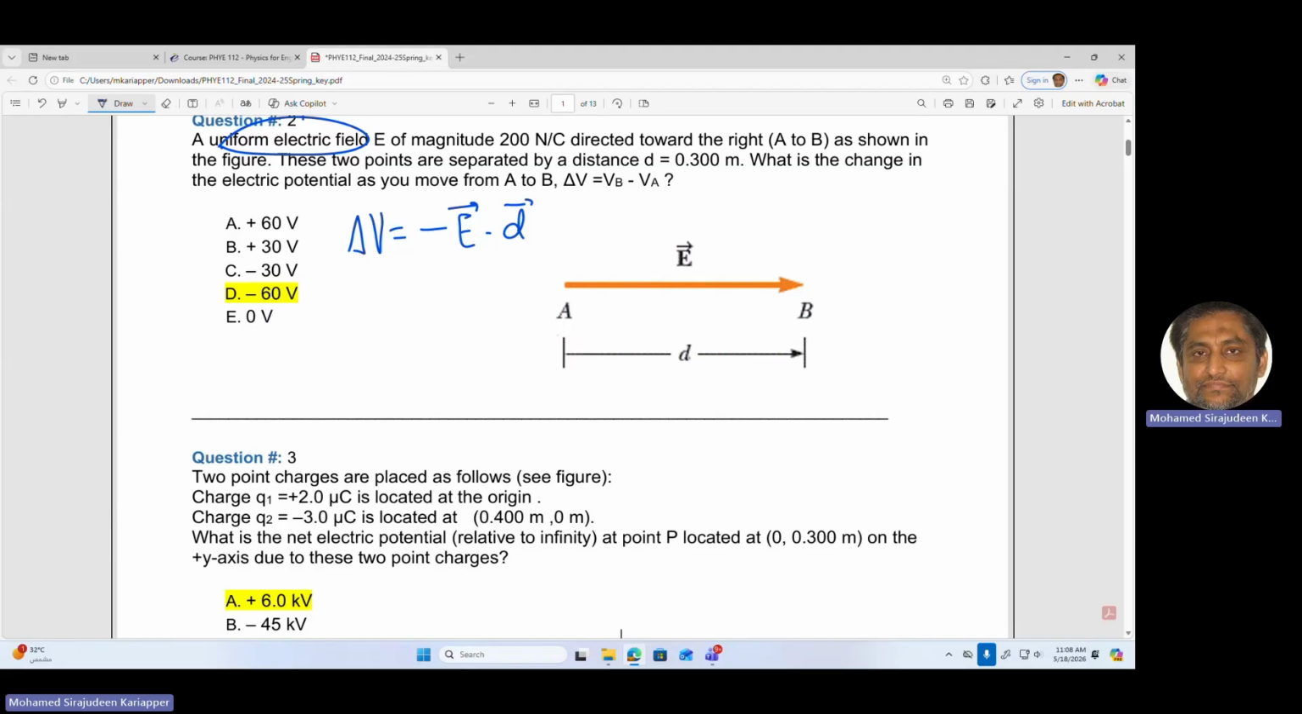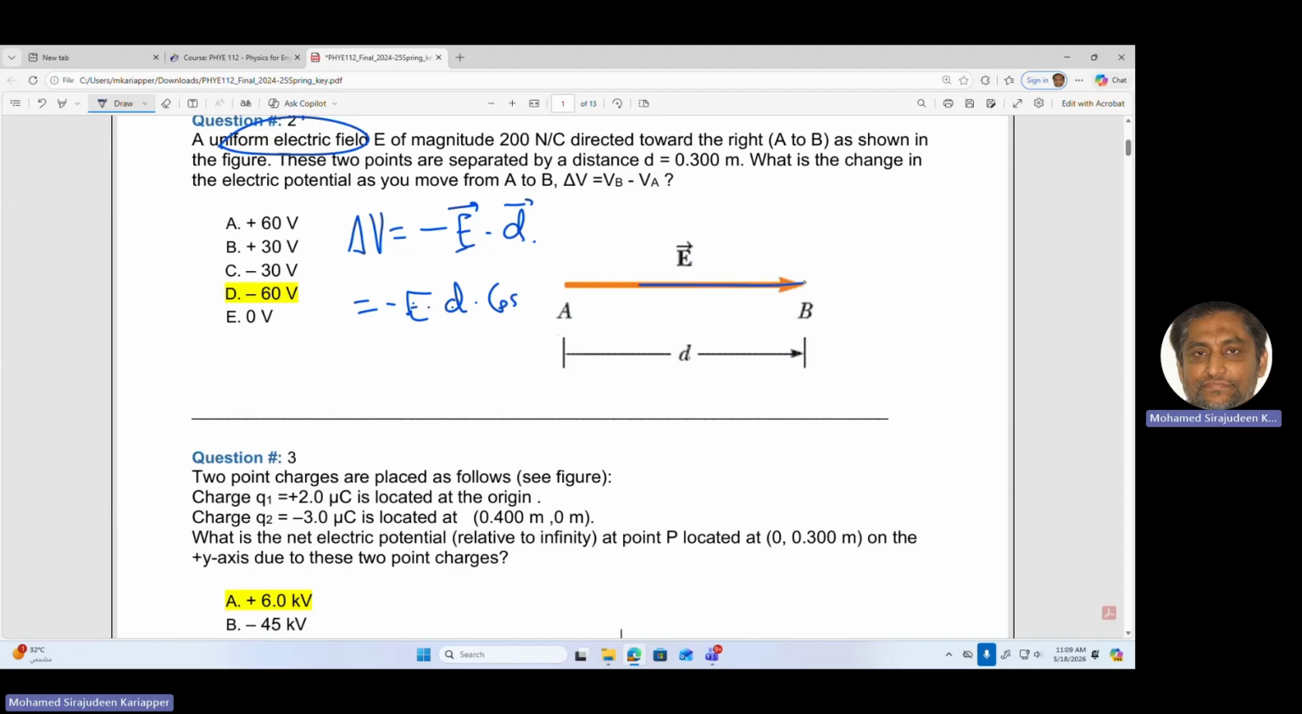The change in the potential, this is for a uniform electric field, is E dot D, the scalar product between the electric field and the displacement. So it doesn't depend on the test charge or anything. If there is an electric field, we can talk about the potential at any point. So the change in the potential will be the electric field dot product with the displacement. So what does dot product mean? Magnitude of E, magnitude of D, cosine of the angle between these two.